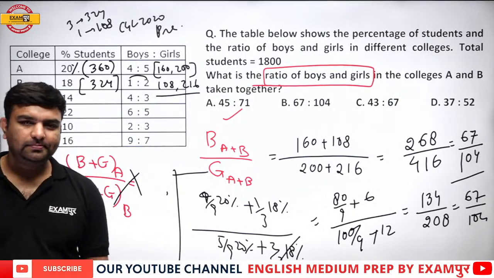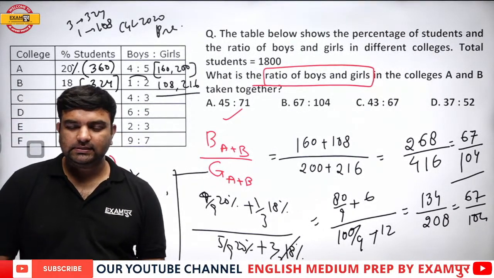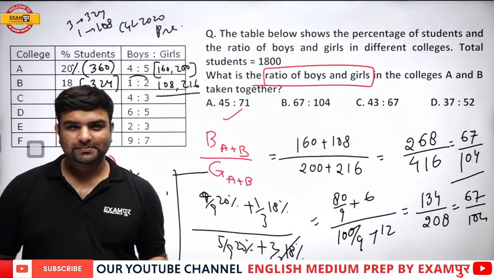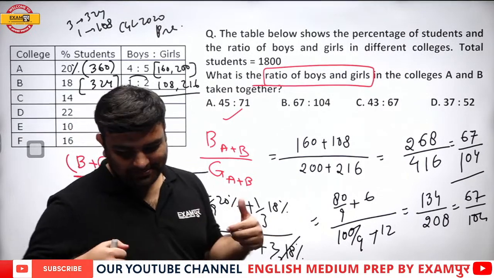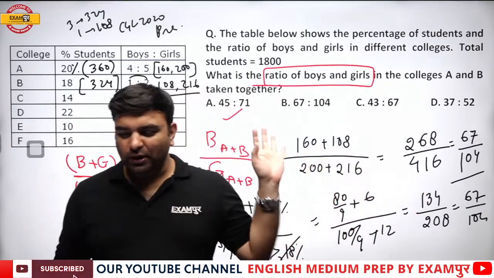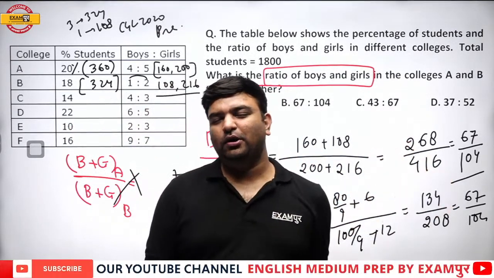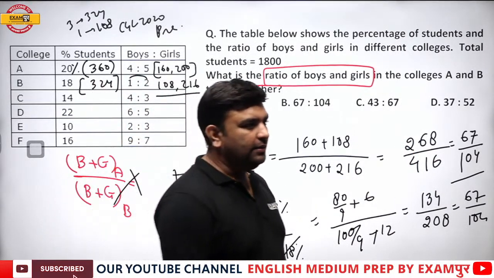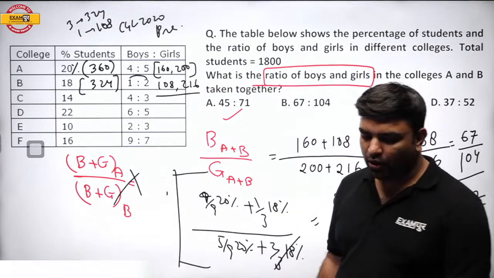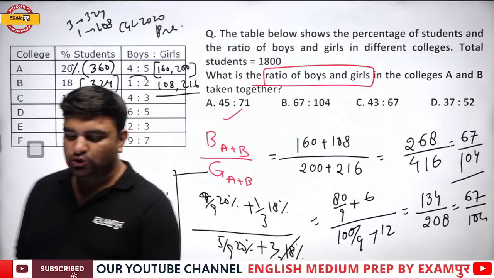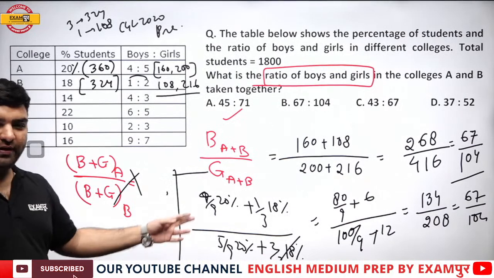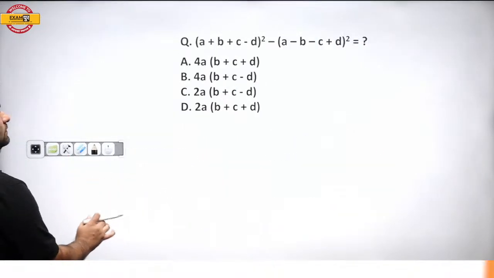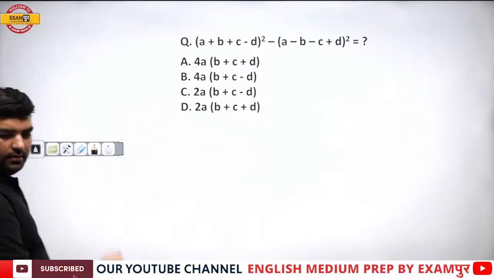Correct? Then there is no need of 1800, nothing, because in the ratios, actual values are not important. You have to find out the ratio. Okay.